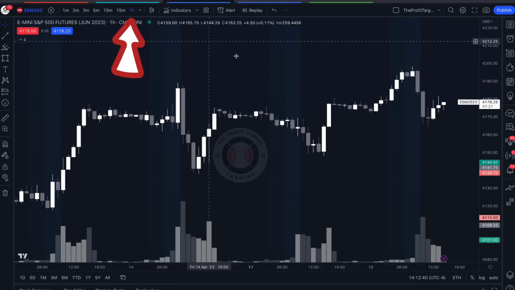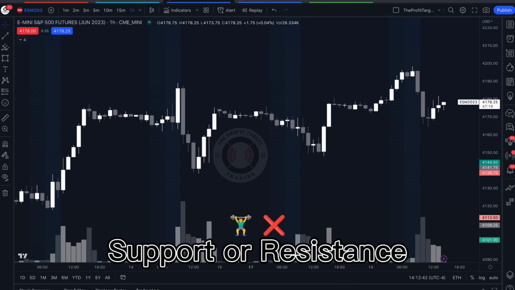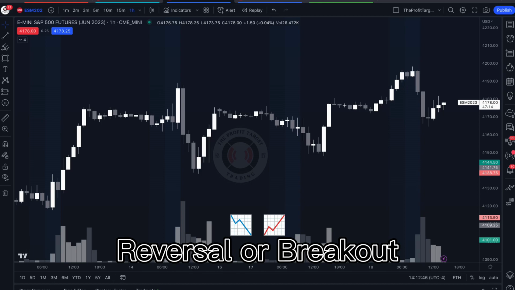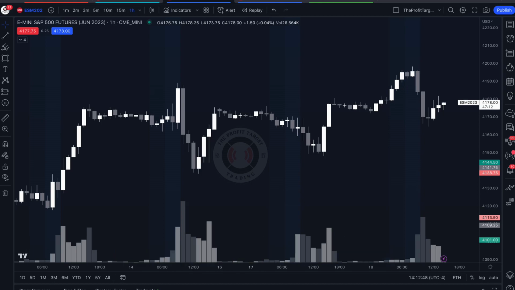When the price action moves towards either support or resistance, it can signal a potential reversal or breakout. While there are many more chart tools available, these are the ones that we consider essential.